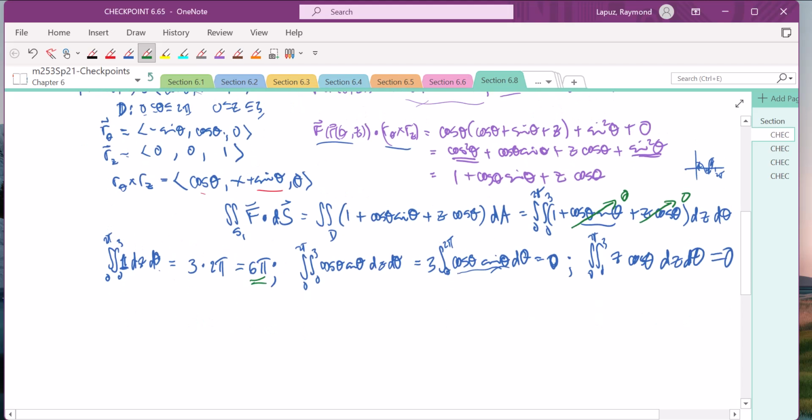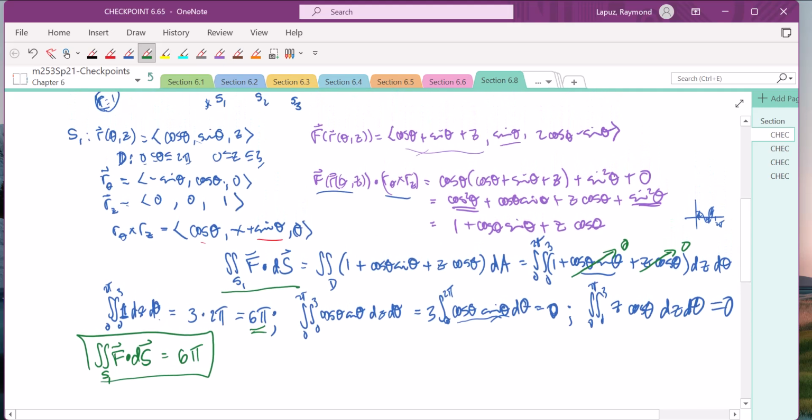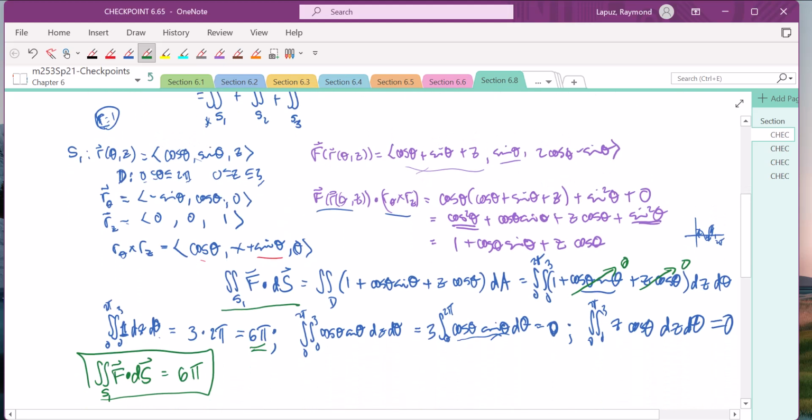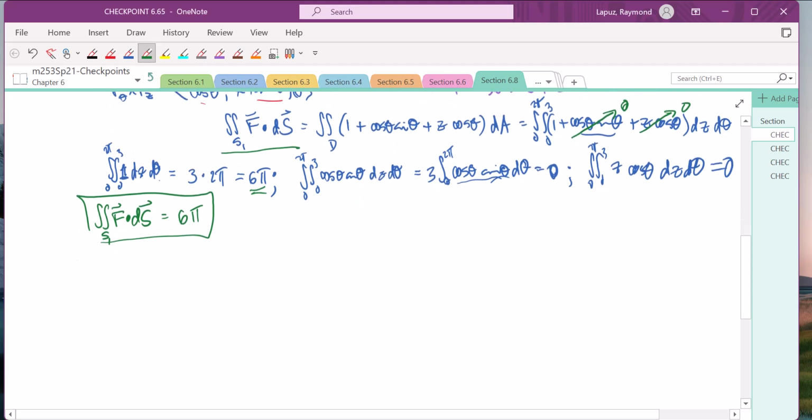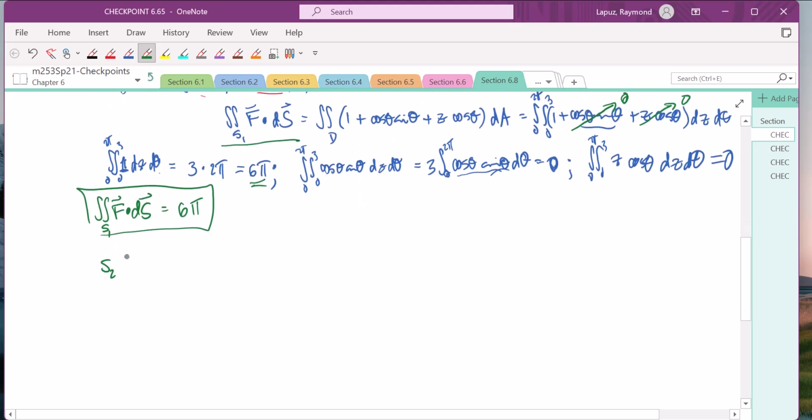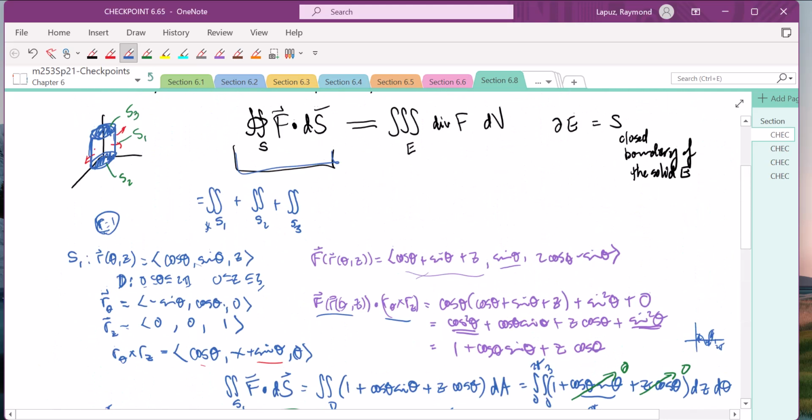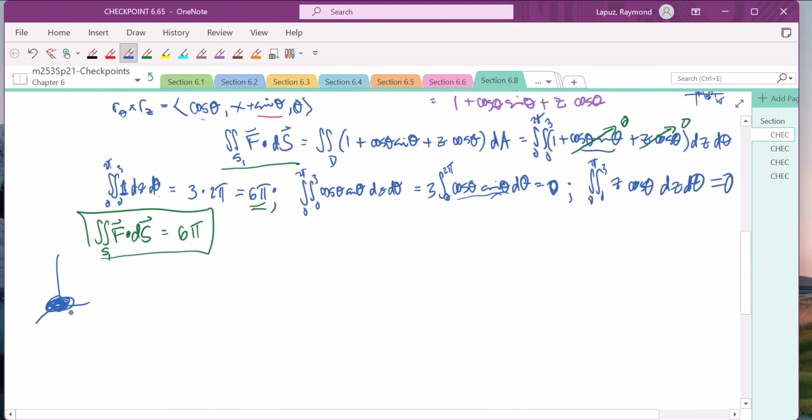So in general, as first integral, let's write it down over here. The double integral of S1 of f dot dS is going to be 6 pi. Okay, one down. Let's find the other surface. There's 2 more surfaces actually. Let's do S2, let's do the bottom part of the cylinder first. Was that S2? I think that's what we defined as S2.